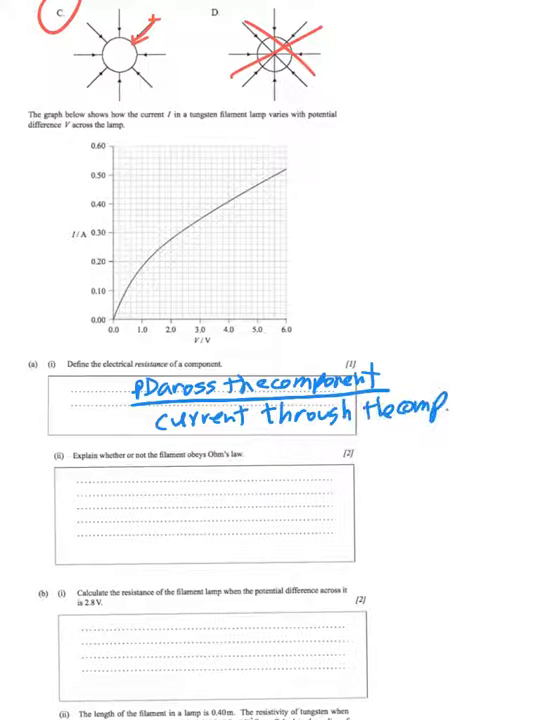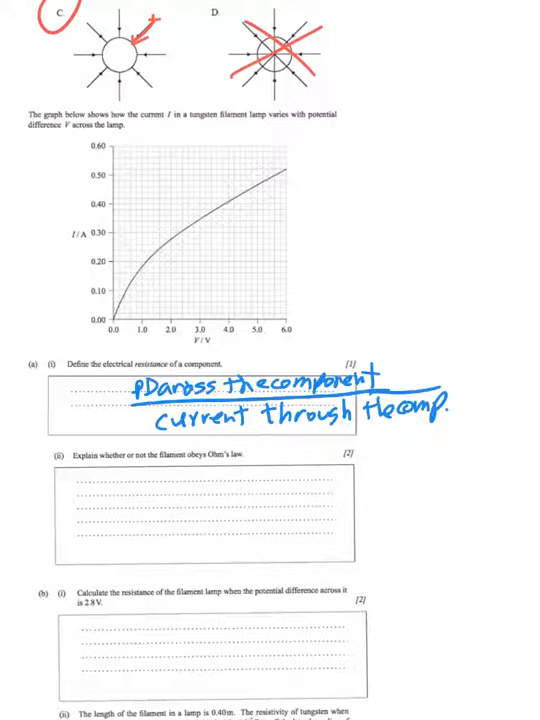Okay, and you do have to say across the component and through the component. If you just say potential difference divided by current, you do not get this point. It has to say through the component for the current, and across the component for the potential difference. That's an important part of this, so make sure that you've done that.